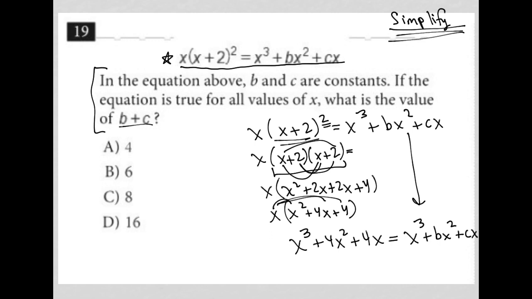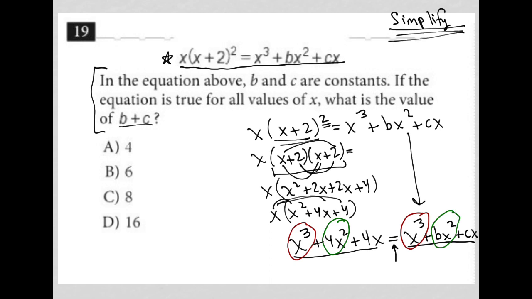Okay, now very important, equal sign. Equal sign means the same. It means that whatever's on the left-hand side is the exact same as what's on the right-hand side. It is equal to what is on the right-hand side. Therefore, I'm going to just start matching some things. So x cubed here matches with x cubed there. Perfect. 4x squared here matches with bx squared here.